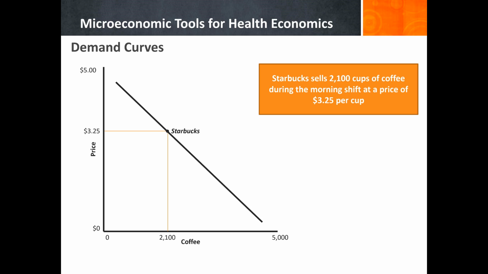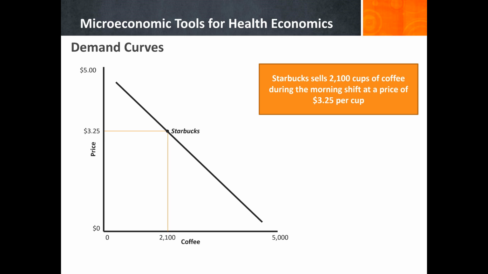So let's depict the demand curve. This is how you're going to show it on a chart. Price is on the left side. You can see price goes from $0 to $5, and then quantity is on the bottom. So coffee goes from 0 cups to 5,000 cups, right? And then the downward sloping line that you see is the demand curve.